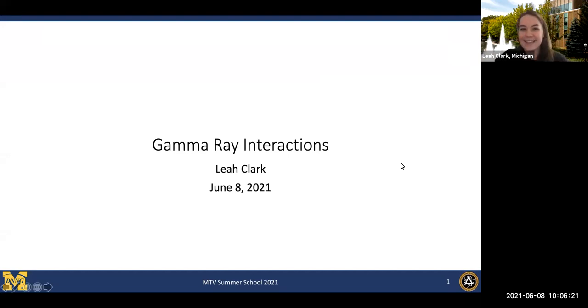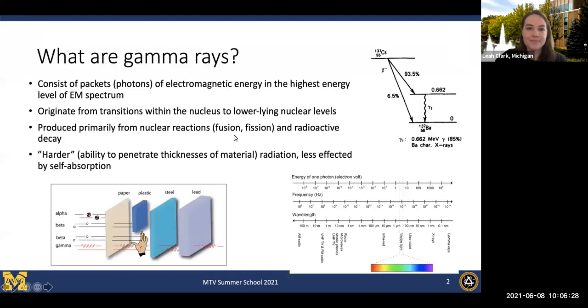Okay, I think that should be good. So let's get started with learning about gamma rays. Hold on one sec, there we go.